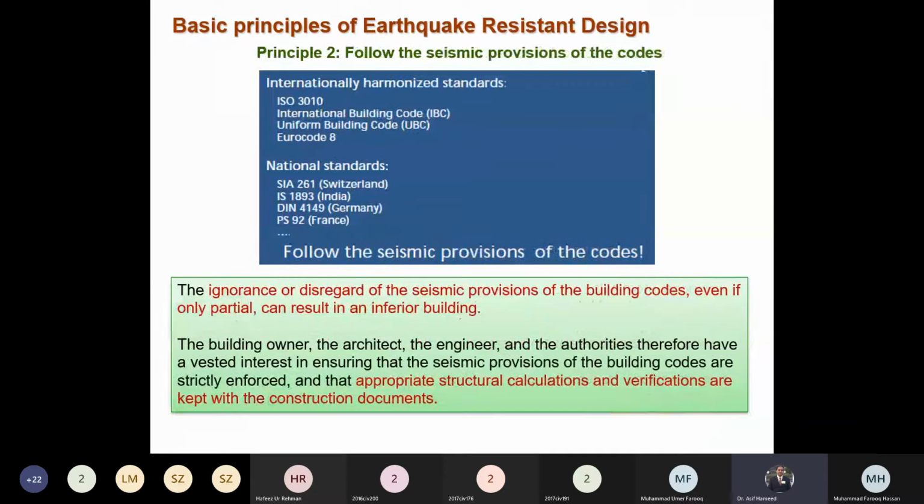Second principle, we have different kinds of codes. Seismic provisions are given in these codes. We have the international codes and the national codes. You can see here ISO code, International Building Code, Uniform Building Code, Eurocode. And in Pakistan, we have the Building Code of Pakistan. We have the seismic provisions there. So we have to follow these codes fully, not partially. This is in the vested interest of the owner, architect, and the engineer to follow the codes, and that should be part of the construction documents.